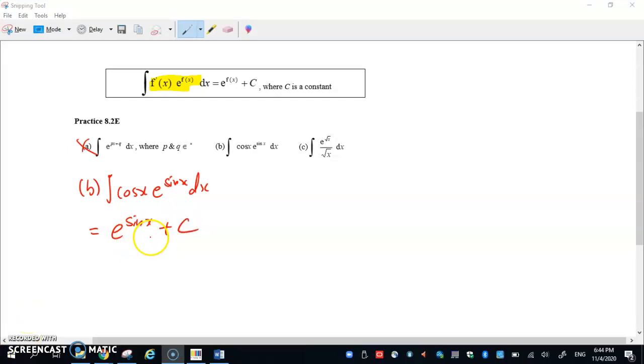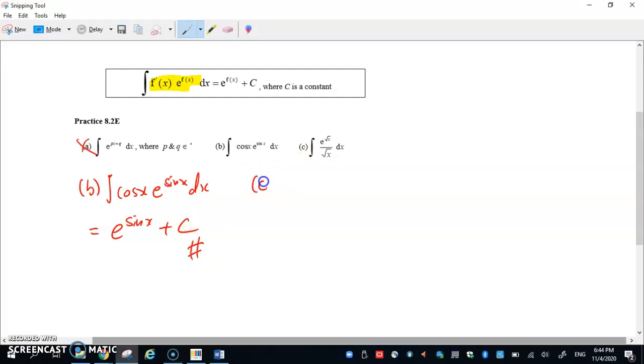I say that this requires some observation because if you differentiate this function here, you get back e to the power of sine x, and because of chain rule, you multiply by cosine x over here. So whenever you see this, you need some observation to arrive at your final answer here. So this is my final answer.